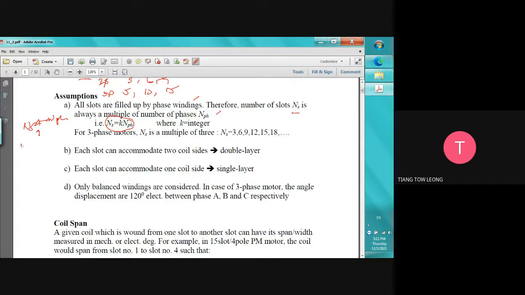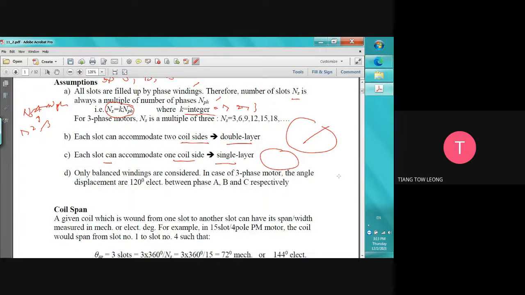So K can be 1, can be 2, can be 3. It depends on that. K is an integer, which means 1, 2, 3 like this. Then each slot can accommodate 2 coil sides within the double layer, or each slot can accommodate 1 coil side in a single layer. 2 coil sides means one slot we can cut into half. Then single layer, the whole slot is filled with 1 coil.